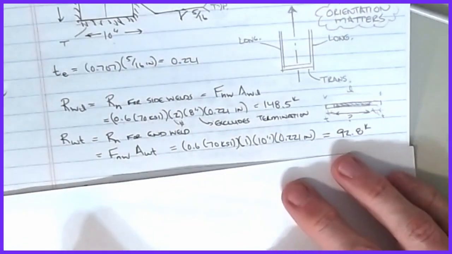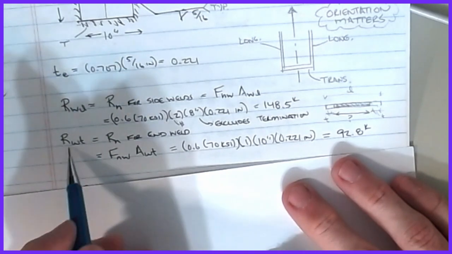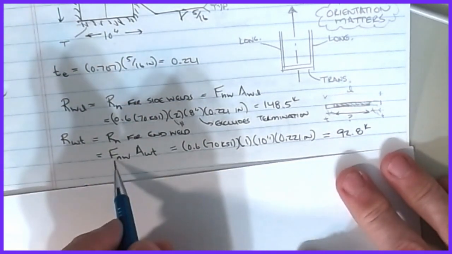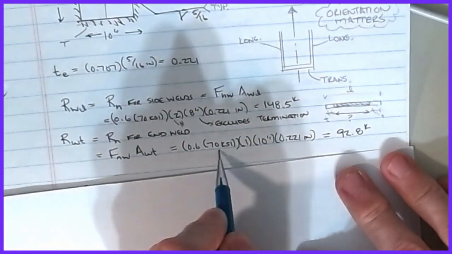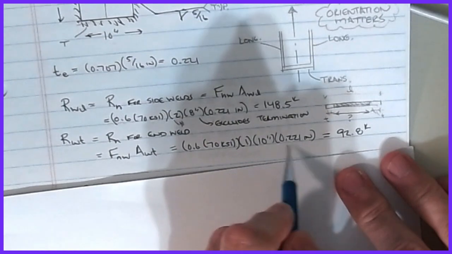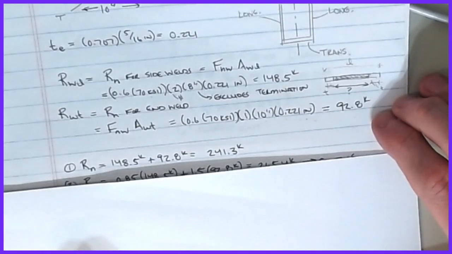All right, so going in and looking at our RWT, which is the capacity of the transverse weld, or the end weld, 0.6 FEXX. I have one of those welds. It's 10 inches long and it's 0.221 inches. So that's 92.8 kips associated with the end.